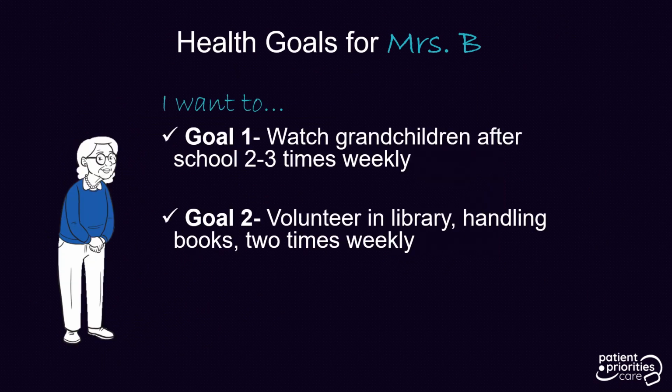These questions can lead to more specific goals that Mrs. B can realistically start working towards. For example, I want to watch my grandchildren after school 2 to 3 times weekly. And I want to volunteer in the library handling books 2 times weekly. So we moved from the broad values of wanting to care for her grandchildren and volunteer in her community to getting specific weekly goals.